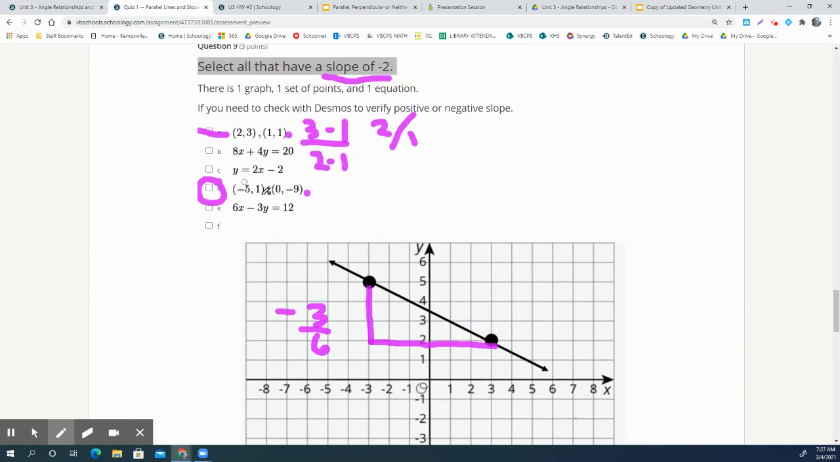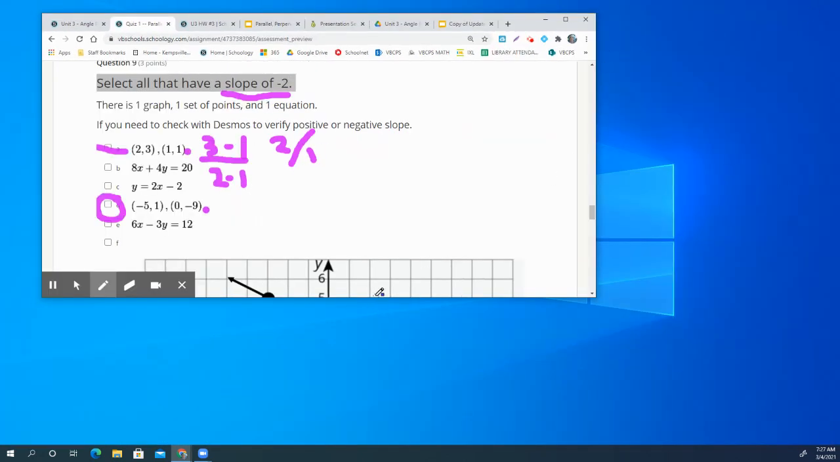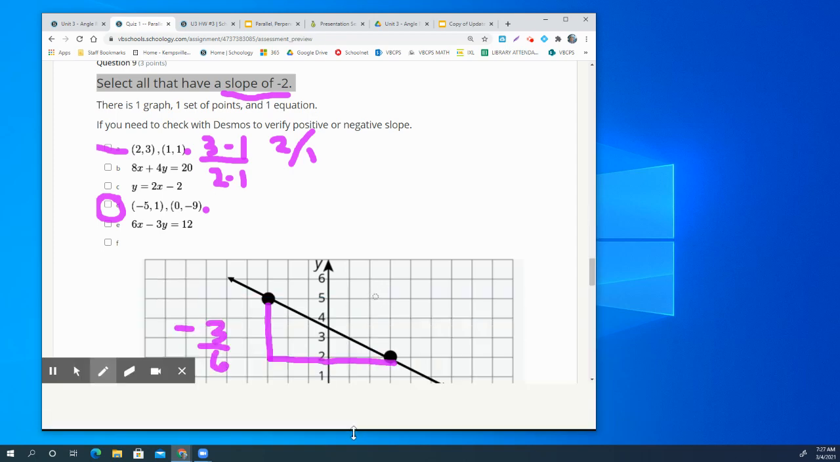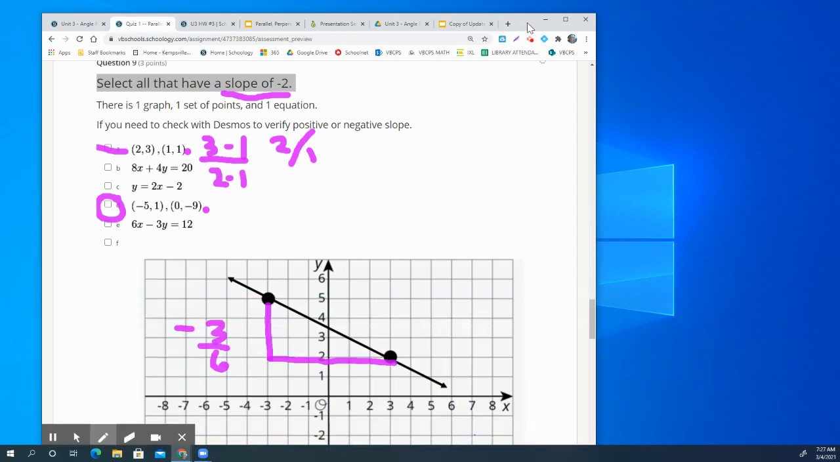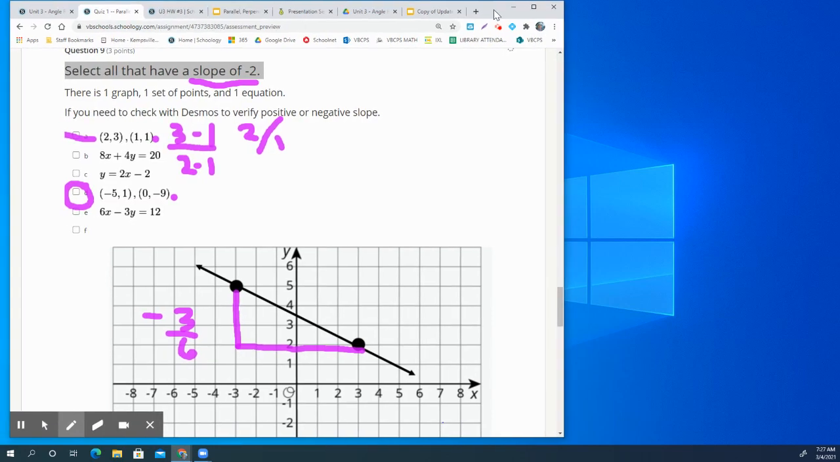How did you do the equations? How did you figure out between B, C, and E the equations? Anybody got an idea? Strategy? What'd you do? Didn't know how to do it, so we just didn't do it? I don't know.